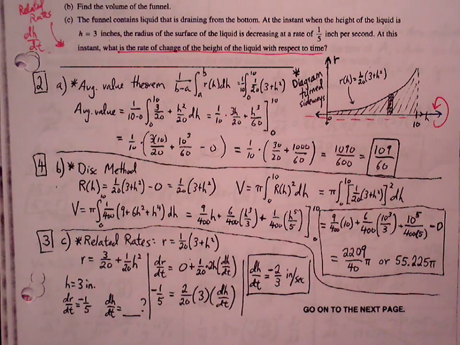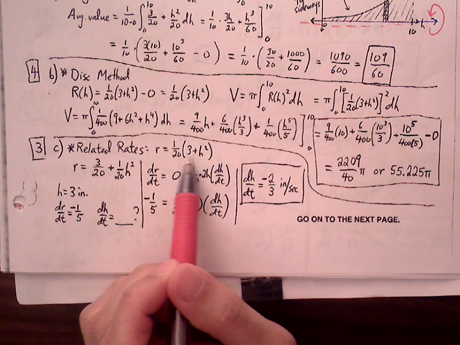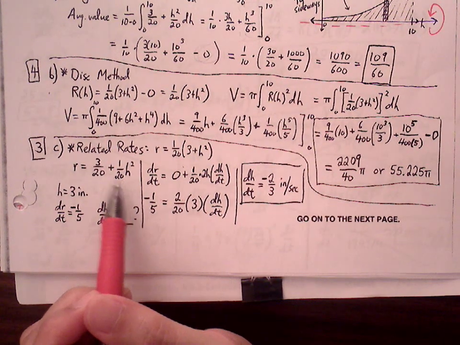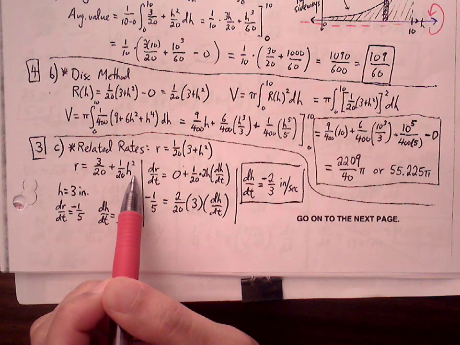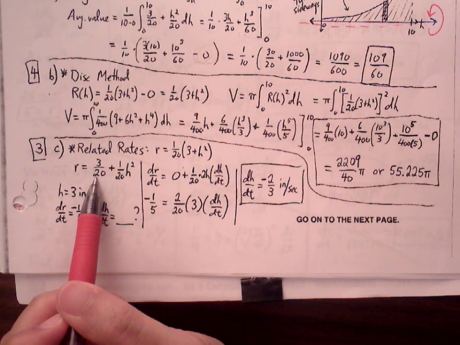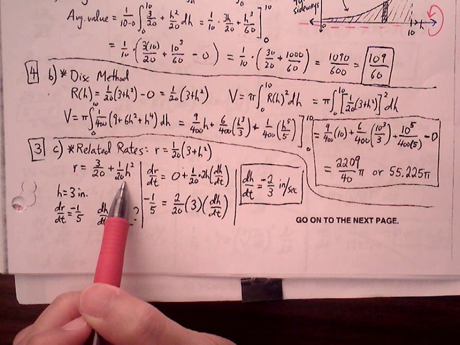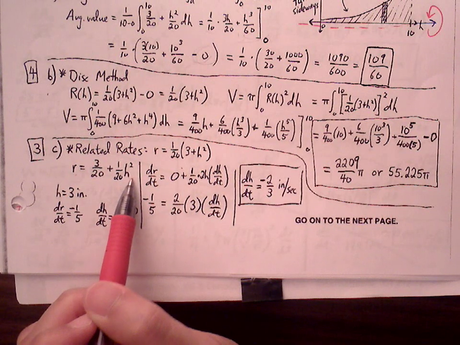All right, so we start off with our radius equation. We can expand this out, and we can go ahead and find the derivative with respect to time. So r is going to produce dr/dt, h will produce dh/dt. Let's go through this process here. r becomes dr/dt. 3 over 20 is a constant, and that constant will just go to 0. 1 over 20 becomes 1 over 20 times the derivative of h squared, which is 2h, so 2h dh/dt.